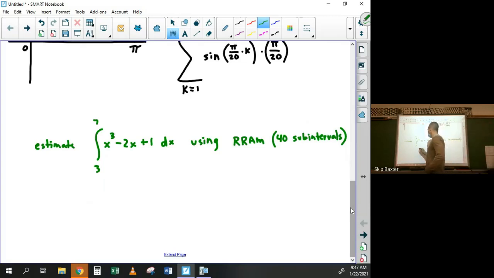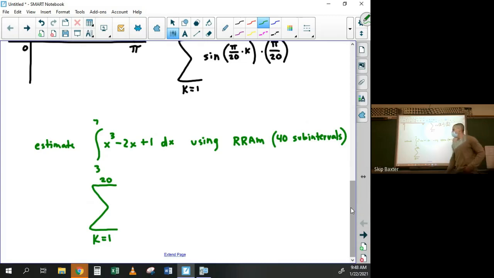All right, I'll do the hard part. Summation k equals 1 to 20. You guys can do the easy part. What's the total width of the interval that I'm trying to integrate over? It's 4. The width of the interval is 4. You get that by just subtracting, right? So what does the width of each rectangle have to be then?